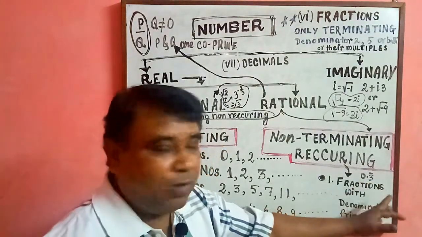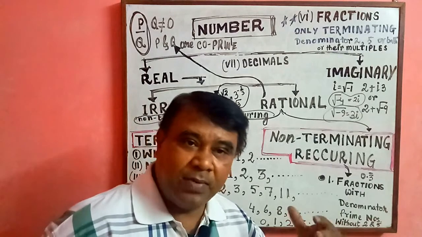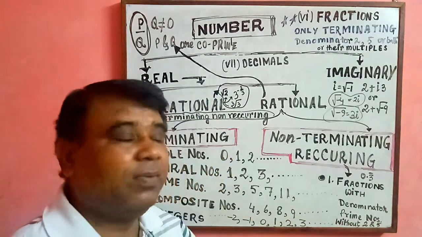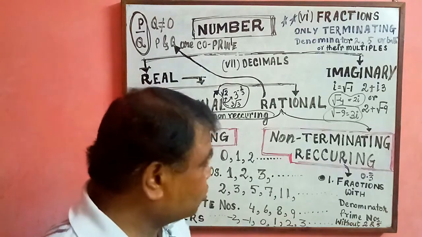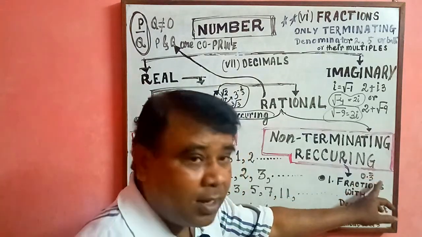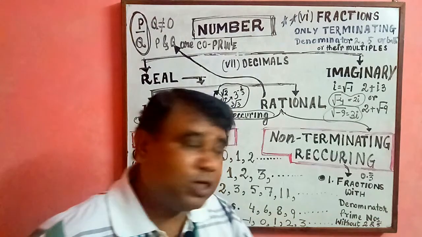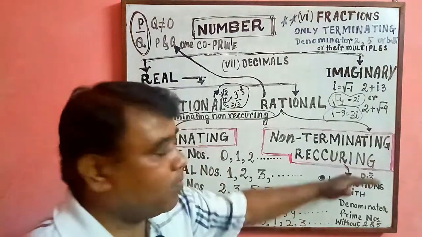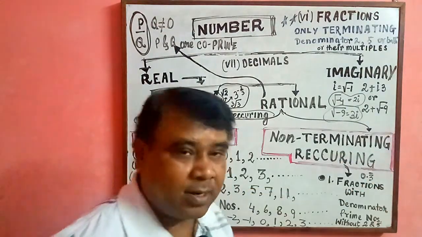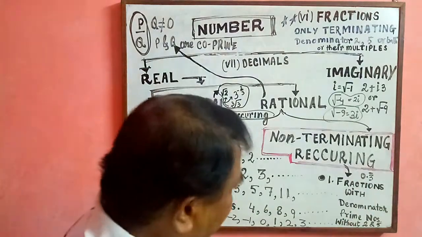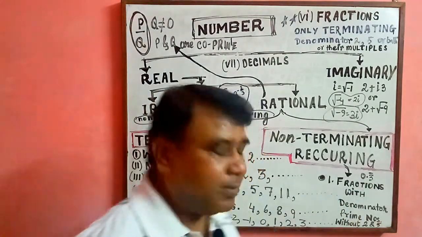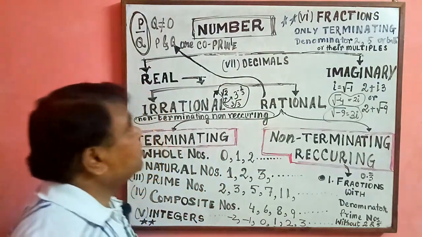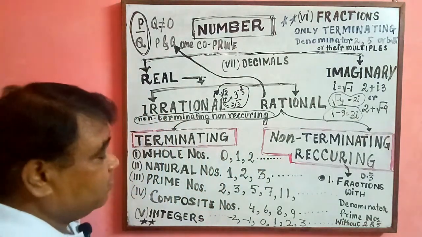Like if I divide 1 by 3, it will give us 0.33333, which will never terminate. So we put a bar, like the stick of police, stop. This bar indicates this 3 is repeated up to infinity. This way we have number system.